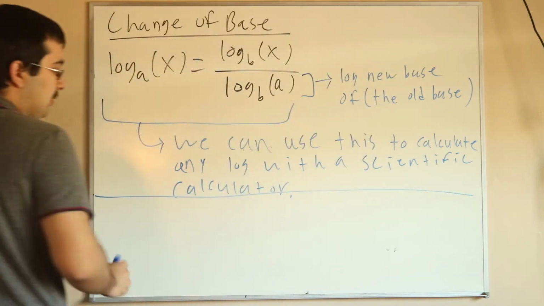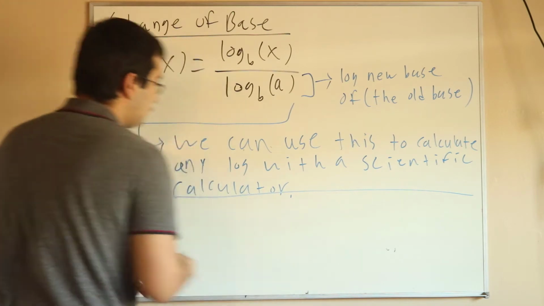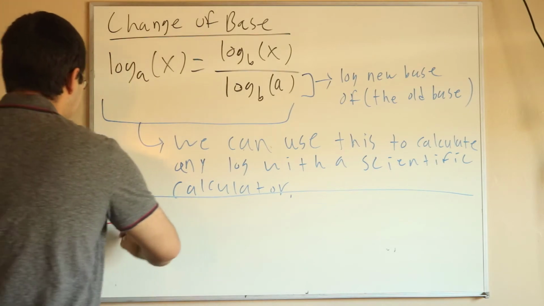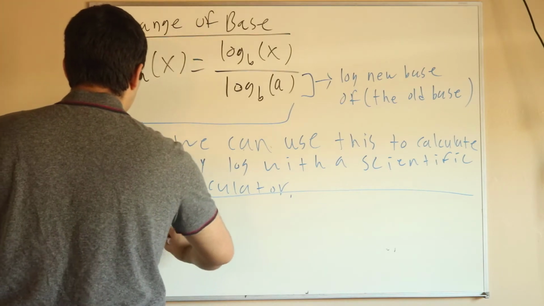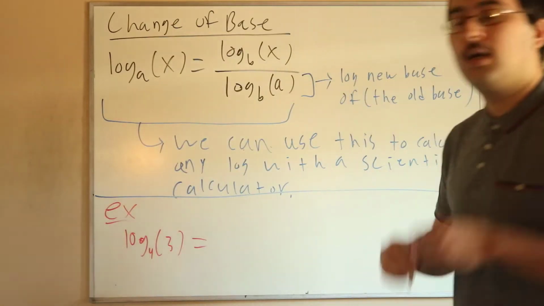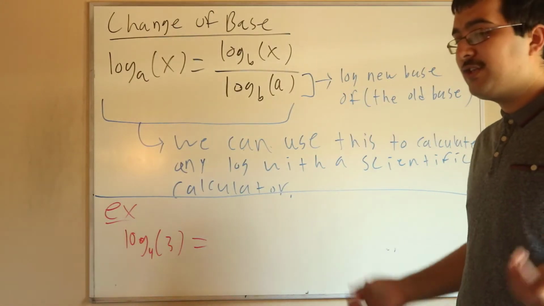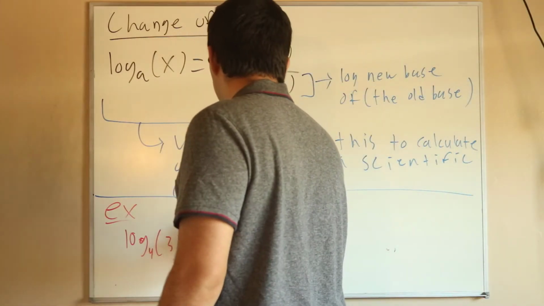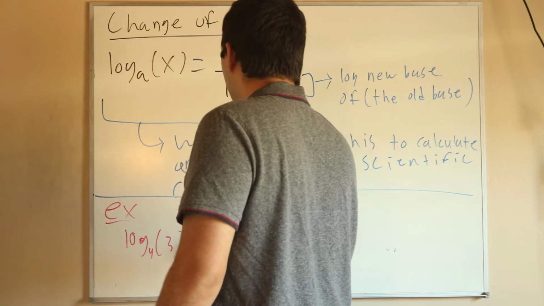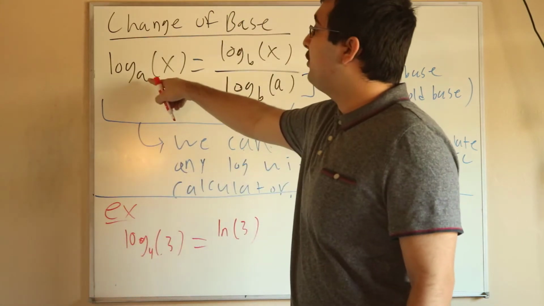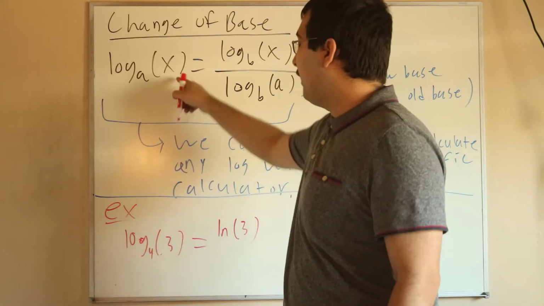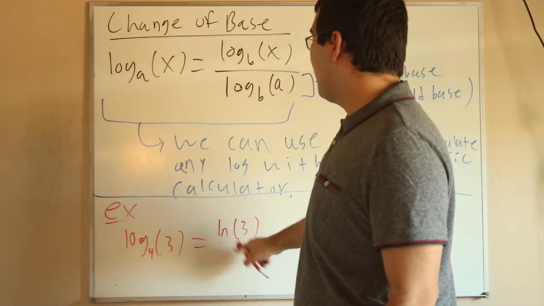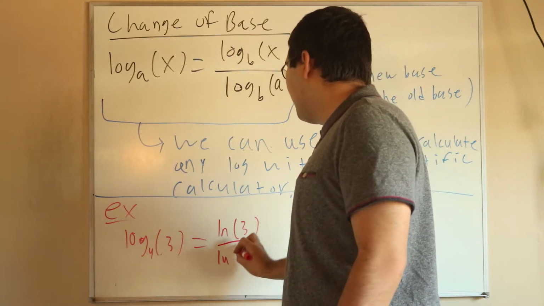So, to go ahead and do an example, going back to that original question we asked, what is log base 4 of 3? Well, let's go ahead and just change the base. We can change this into base 10, base e, doesn't matter as long as we change it into one of them. So if we change it into base e, we're going to get ln of 3, right? Our a in this example is 4, our x is 3, so I want to do log of my new base, which I'm going to do ln, of our x, so of 3, divided by ln of 4.